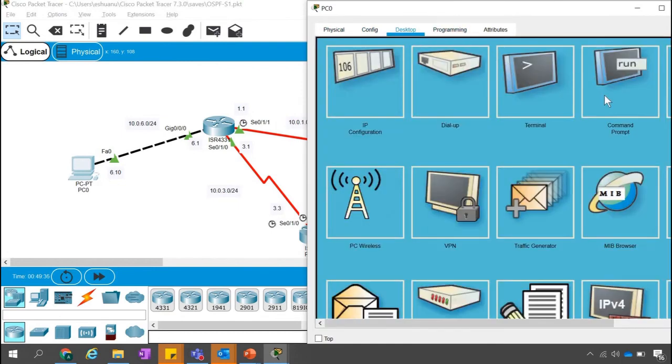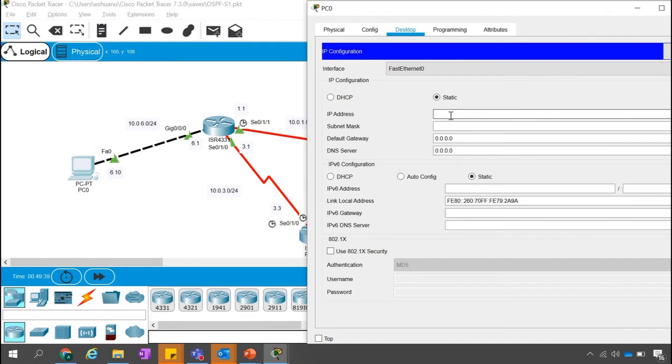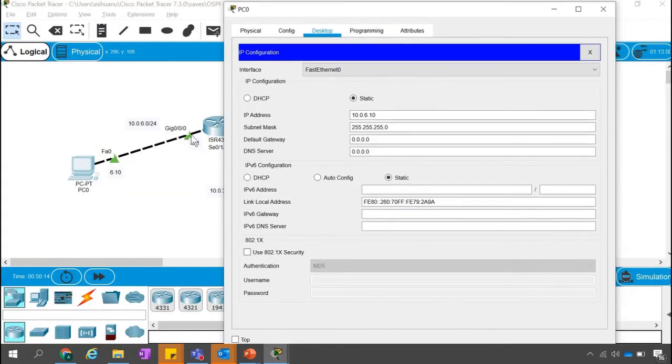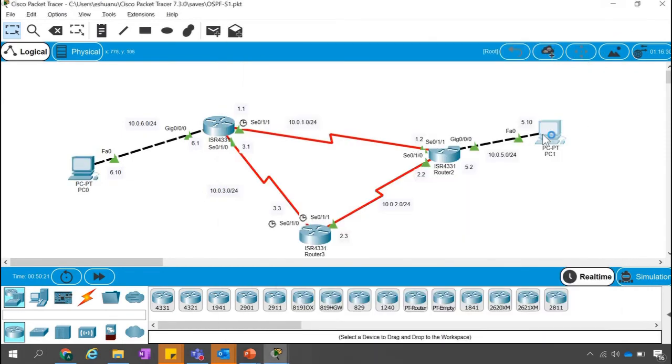Config, desktop, IP configuration. Here it should be 10.0.6.10, and there should be 255.255.255.0. Can anyone tell me, do you have to configure the default gateway or not? What do you guys think? Is the default gateway required or not? Let's not configure it and we'll see whether it pings or not. Here we have connected to the router, but still we have not configured the default gateway.